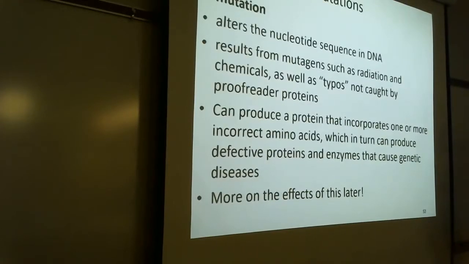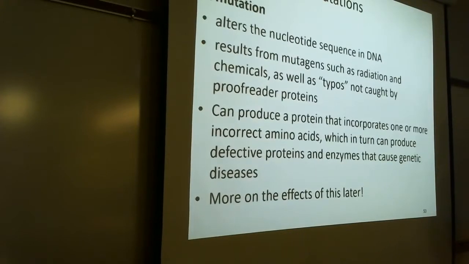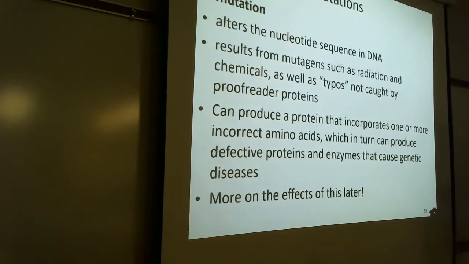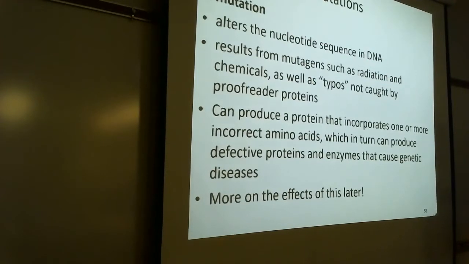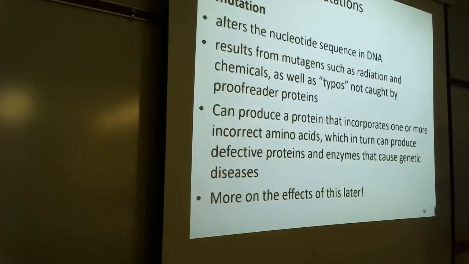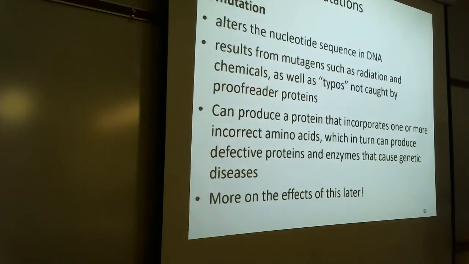Okay, so let's talk about mutations, and that's where we'll end today. Mutations alter the sequence, okay? Now, they can occur from chemicals like mutagens. So if you ever heard something that's called mutagenic, that's what we're talking about. Radiation, and then again, some of those typos that proofreaders don't catch.